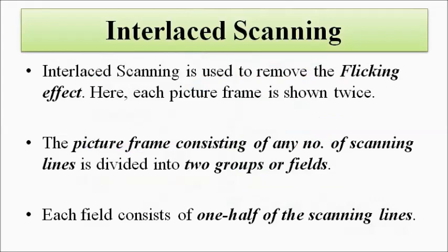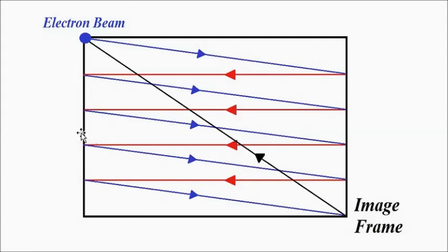Now we'll discuss interlace scanning. One of the problems of progressive scanning is that it produces a certain flicking effect. When there is a transition during the retrace period, because of some mismatch between the frame repetition frequency and the power supply frequency, it causes a certain flicking effect.